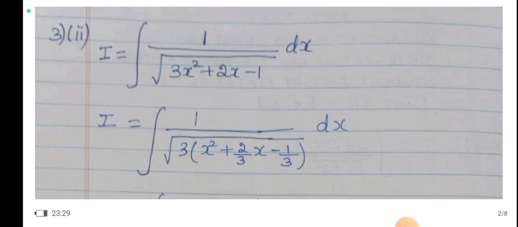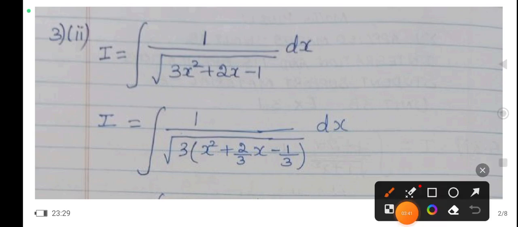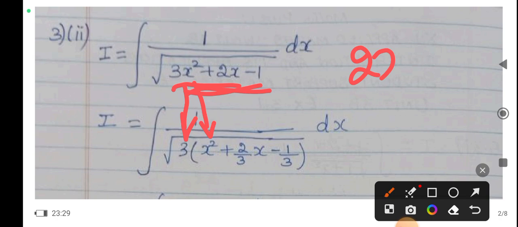Okay, going to question number 3, second subdivision. I equals integral of 1 by root over 3x square plus 2x minus 1. What we are doing now is trying to get it in the form a square plus x square or x square plus a square. In that sense we are taking 3 as common. Once we take 3 as common, we get x square and 2x and so on. How can we take 3 common, you may ask now.